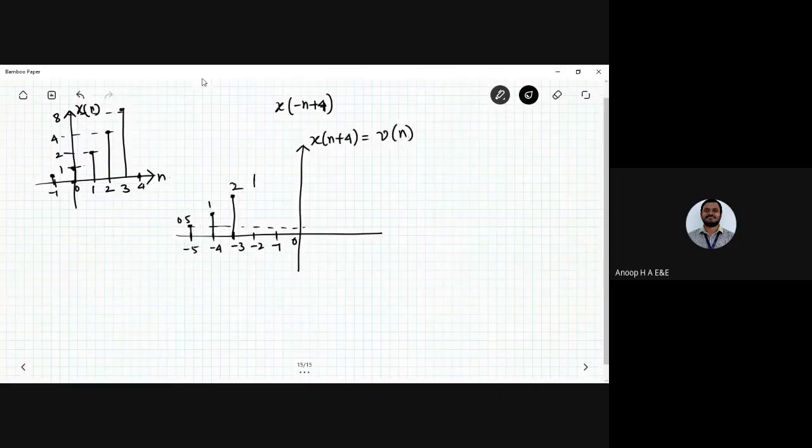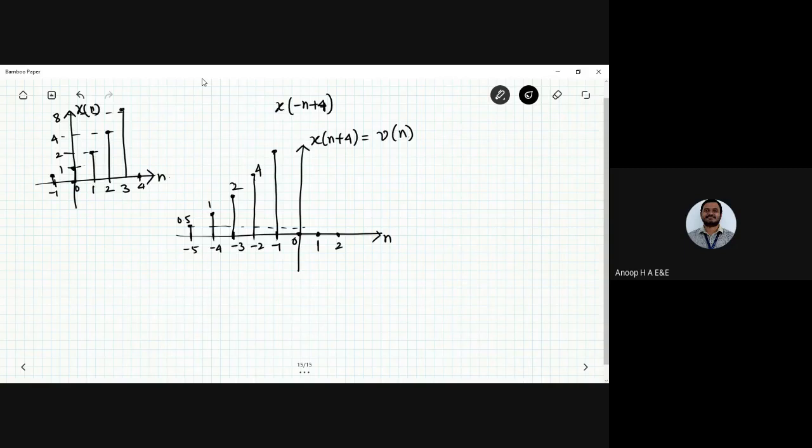At 4, you're going to have no signal. At minus 5, you're going to have magnitude 0.5. At minus 4, you are going to have a signal of 1. Next, at minus 3, you are going to have signal 2. At minus 2, signal 4. At minus 1, signal 8. At 0, it is 0, and at 1 also it is 0. The remaining terms would be 0 itself.